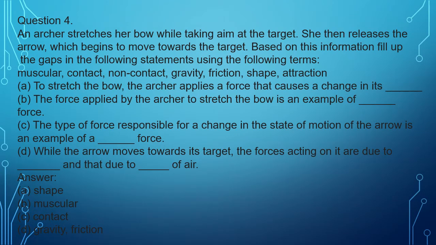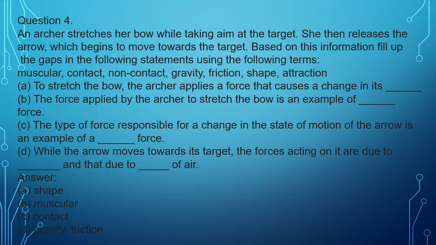Here is the fourth question. An archer stretches her bow while taking aim at the target. She then releases the arrow which begins to move towards the target. Based on this information, fill up the gaps in the following statements using the following terms. The terms given are muscular, contact, non-contact, gravity, friction, shape and attraction.